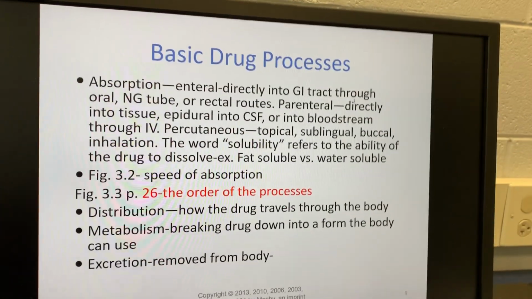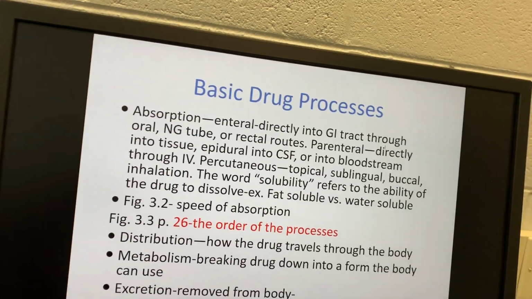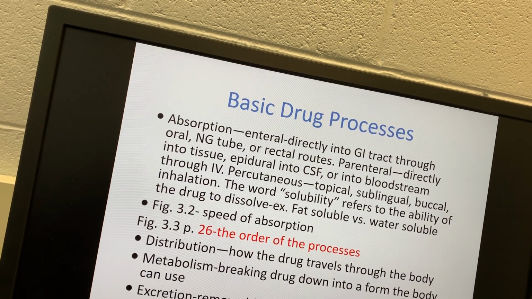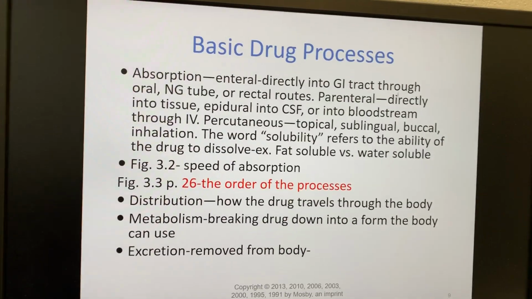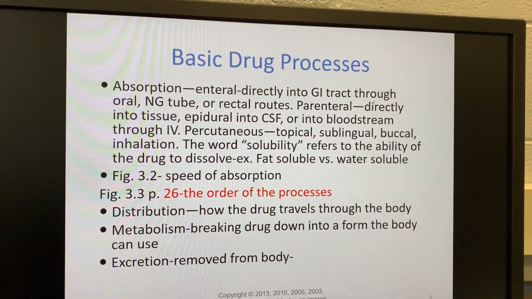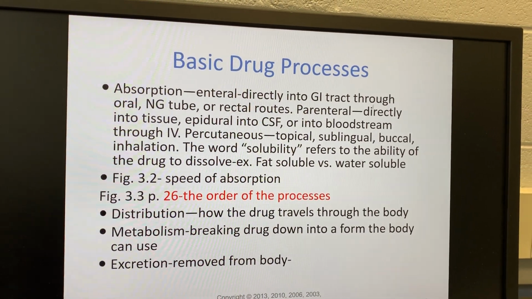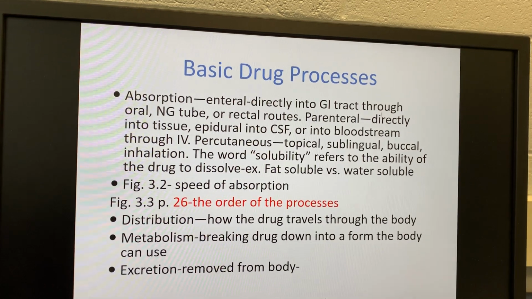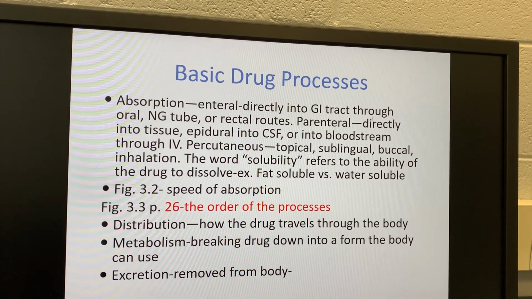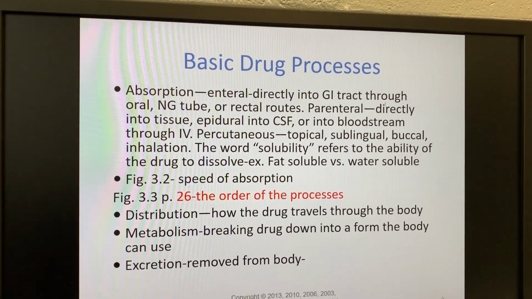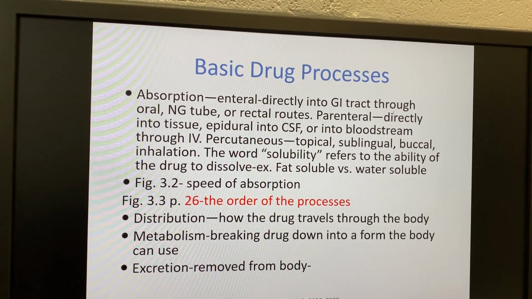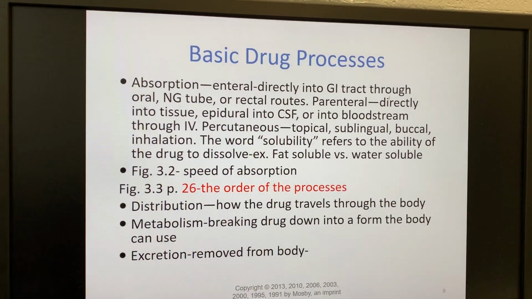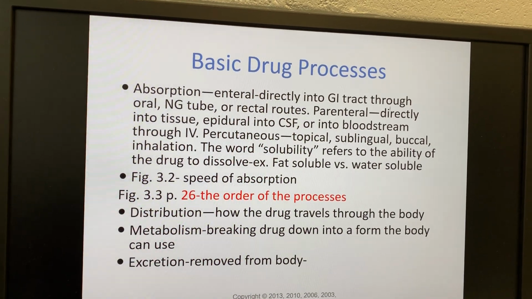All drugs have solubility. And solubility, if you look in the terms on page 23, solubility is the ability of a drug to dissolve in various body fluids. So in Ms. Hill's nutrition class, you learned about fat-soluble vitamins and water-soluble vitamins. Medications that are fat-soluble dissolve more readily in the presence of adipose tissue, whereas water-soluble drugs are more easily dissolvable in body fluids such as water, blood, lymph.